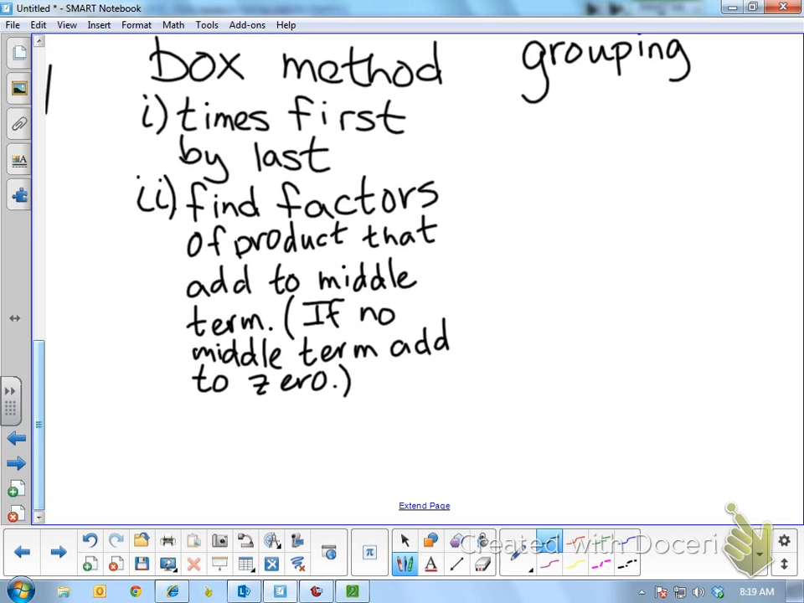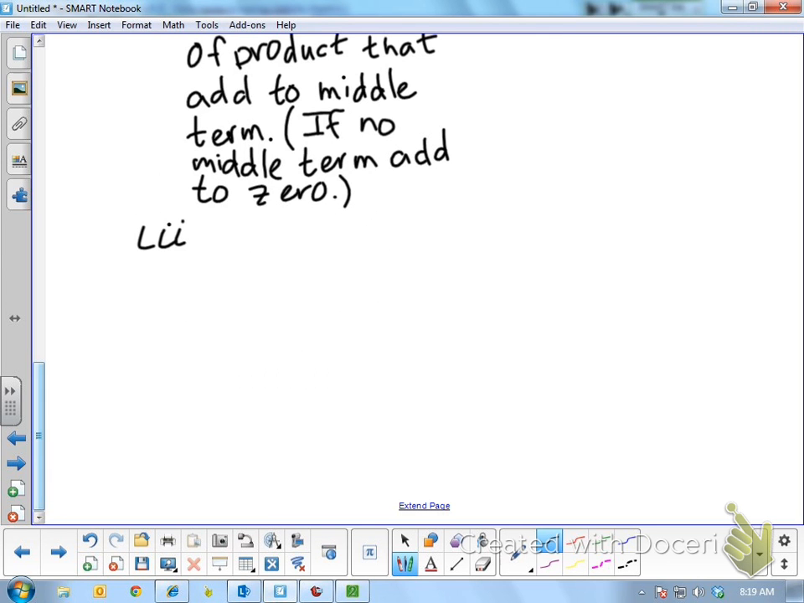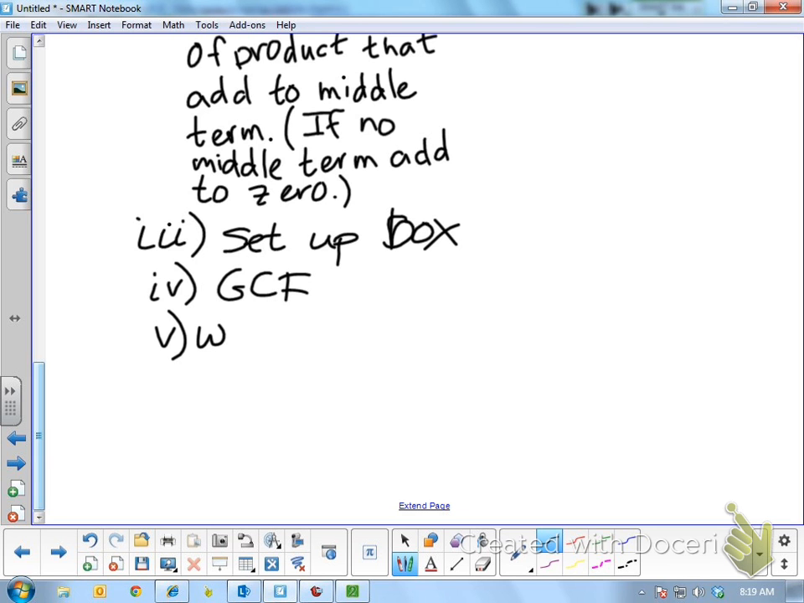So after we found those factors, we could set up our box. I'm not going to write the whole way to set up the box. I'm just going to say set up box. We greatest common factor again, and we write our answer. When we greatest common factor again, we greatest common factor every row, every column, and then what we get on the outsides was how we wrote our answer.